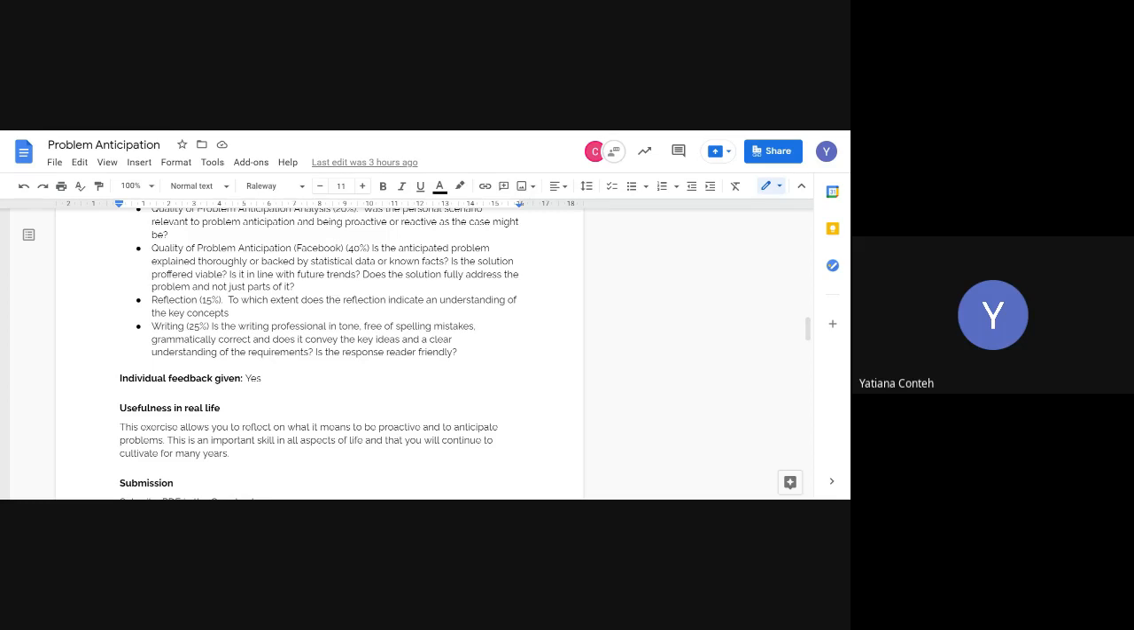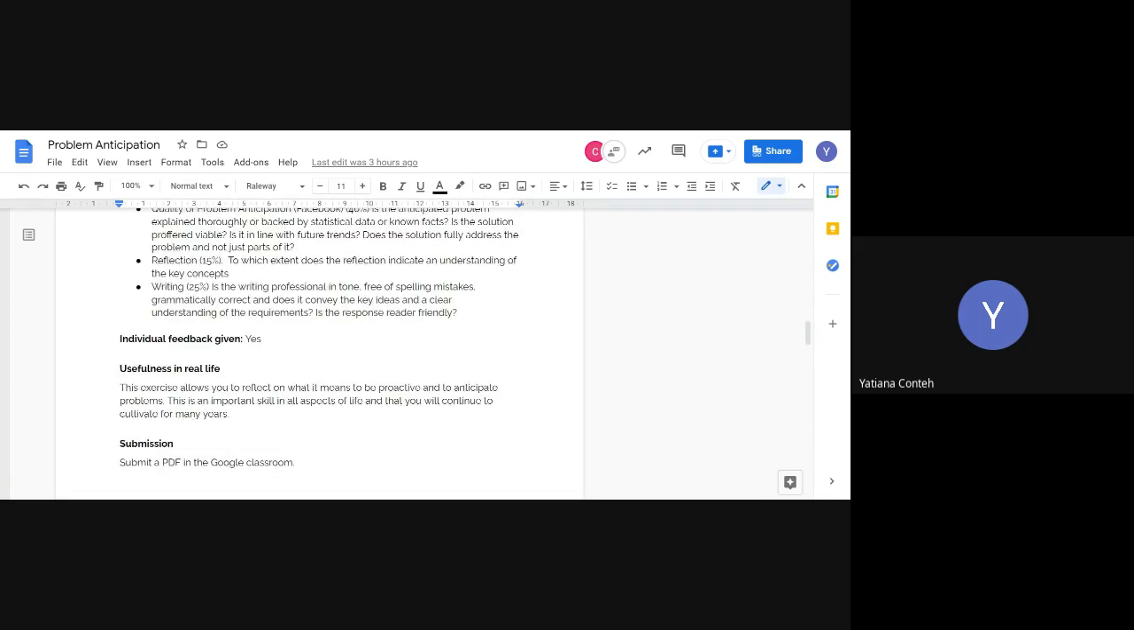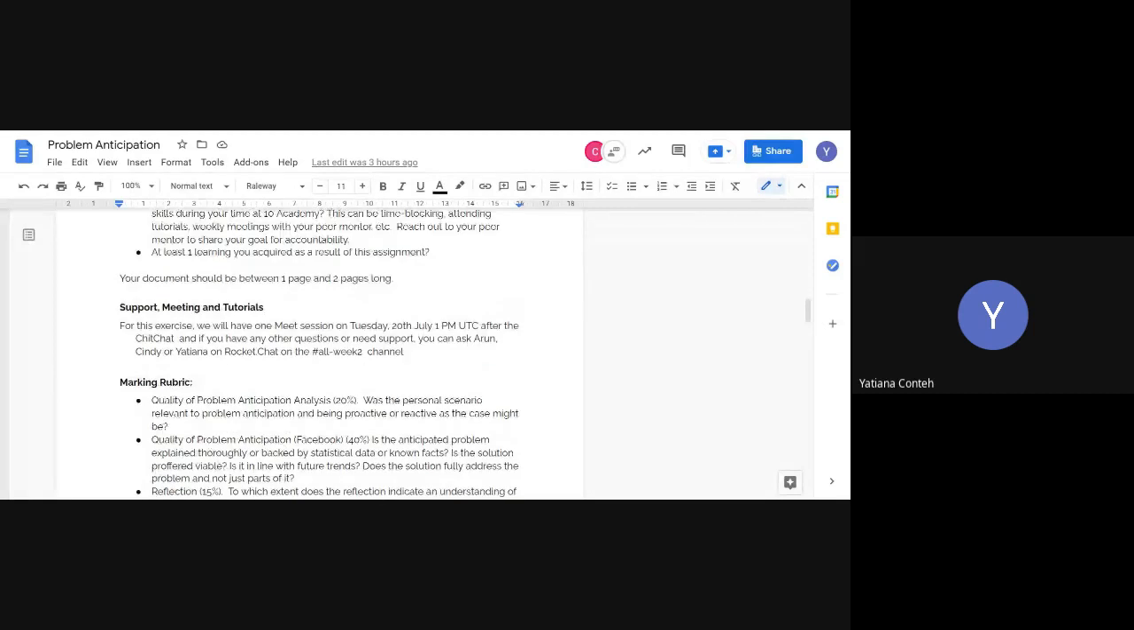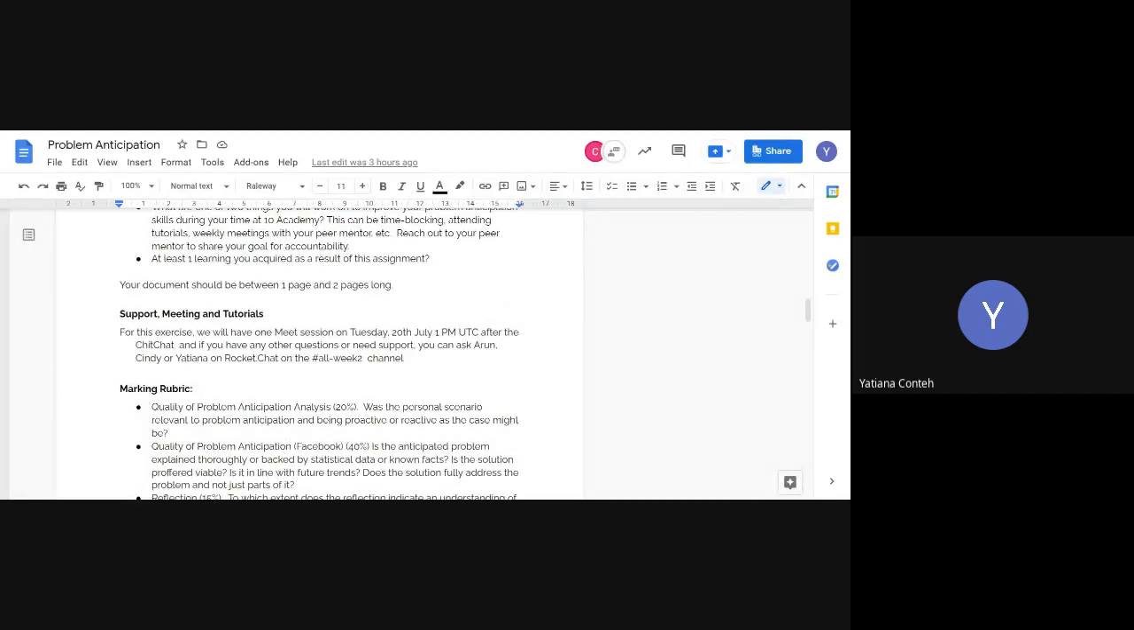Okay, so for the purpose of this assignment, you only have one page to two pages. So if you can include both a time where you were proactive and reactive, and then you talk about the Facebook analysis, and then you give your reflection, all within two pages, and your analysis is great, by all means, go ahead, okay? Does that answer your question? Okay, Desmond. Thank you.